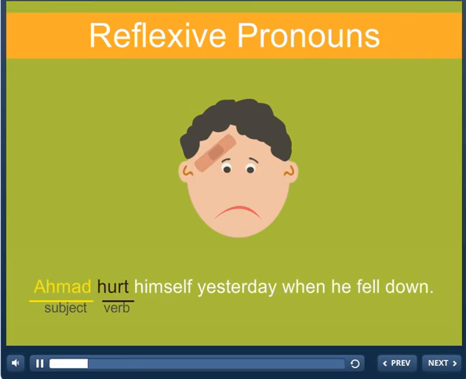Who did Ahmed hurt? Himself. The subject is Ahmed and the object also refers to Ahmed. Therefore, we use the matching reflexive pronoun, that is, himself.